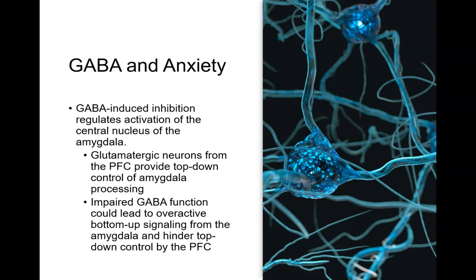Now, what about GABA? Remember that GABA is an inhibitory amino acid neurotransmitter. Remember that we need to have some inhibition in our brain so that our brain doesn't overexcite itself to death. So GABA-induced inhibition actually helps regulate activation of the central nucleus in the amygdala. Now, in addition to this, we have glutamatergic neurons, so glutamate from the prefrontal cortex is designed to help provide top-down control of amygdala processing.